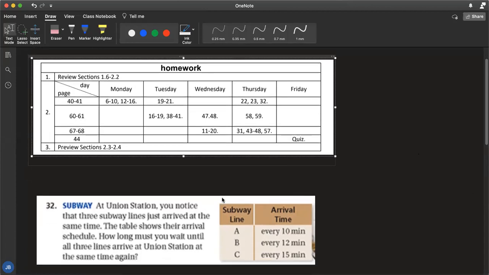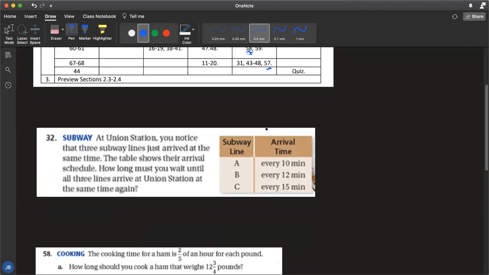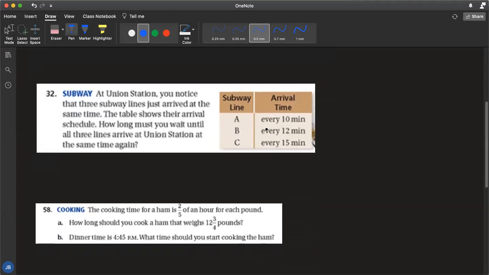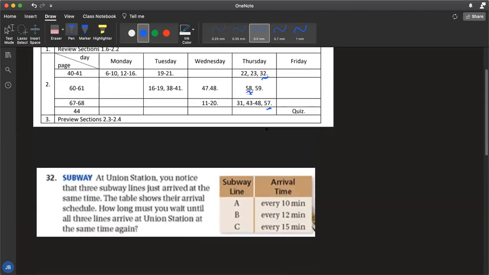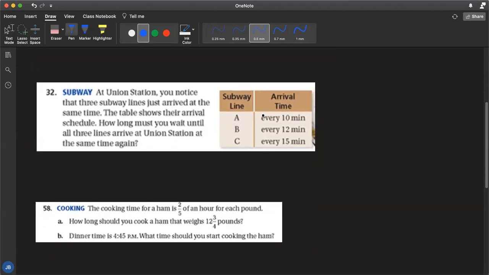So I picked, let's see, number 32. So we're going to do number 32, number 58, and 57. I just picked some random ones here that looked pretty good. Okay. Number 32 from page 41. At Union Station, you notice that 3 subway lines just arrived at the same time. The table shows their arrival schedule. How long must you wait until all 3 lines arrive at Union Station at the same time again?